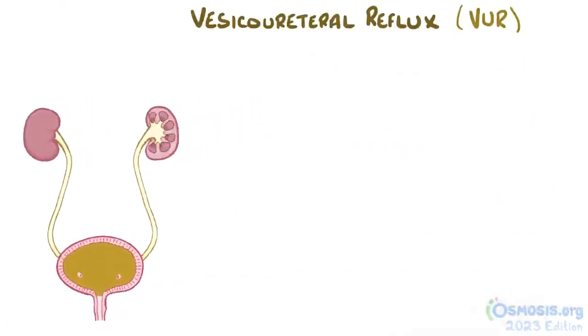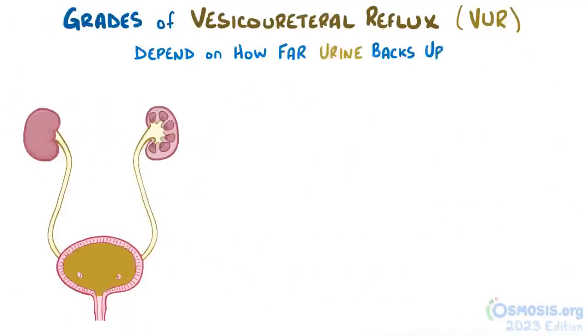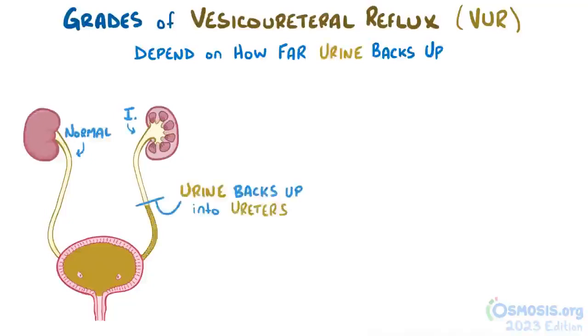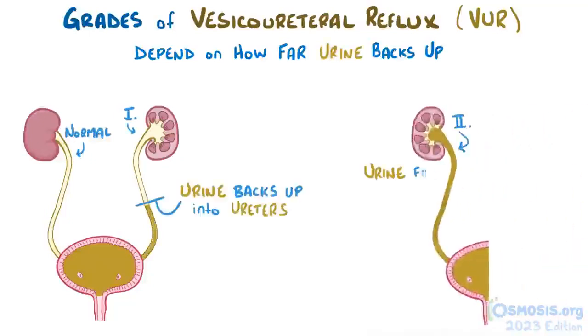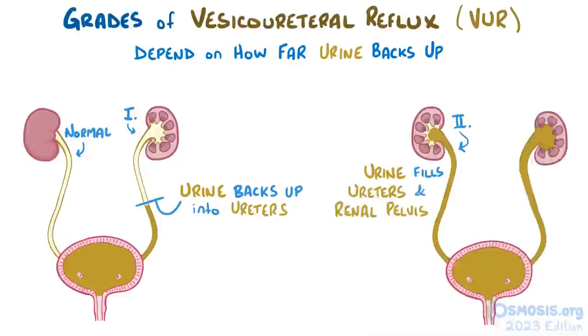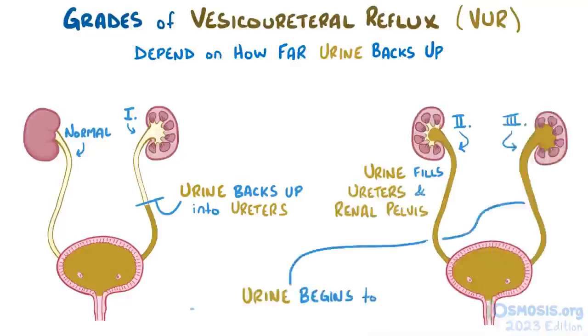VUR is usually classified by severity, grade 1 through 5, depending on how far the urine refluxes back up into the urinary tract. Grade 1 is least severe, and urine only goes up into the ureters. In grade 2, urine fills the entire ureter and the renal pelvis, which is the center part of the kidney. In grade 3, urine fills and starts to stretch both the ureter and the renal pelvis.